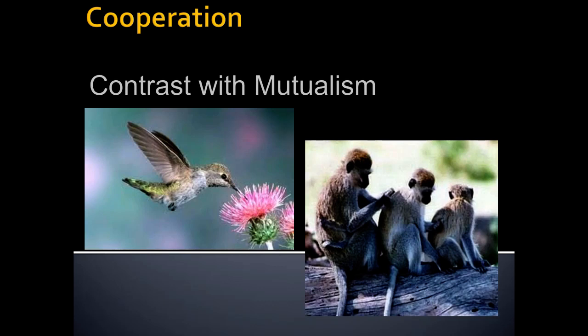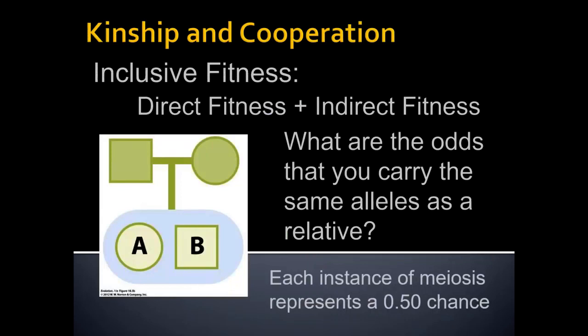So, essentially, if a positive interaction occurs within a species, two members of the same species helping one another, that's cooperation. If a positive interaction happens between members of different species, we will call that mutualism. And we'll come back and talk more about mutualism in a later discussion.